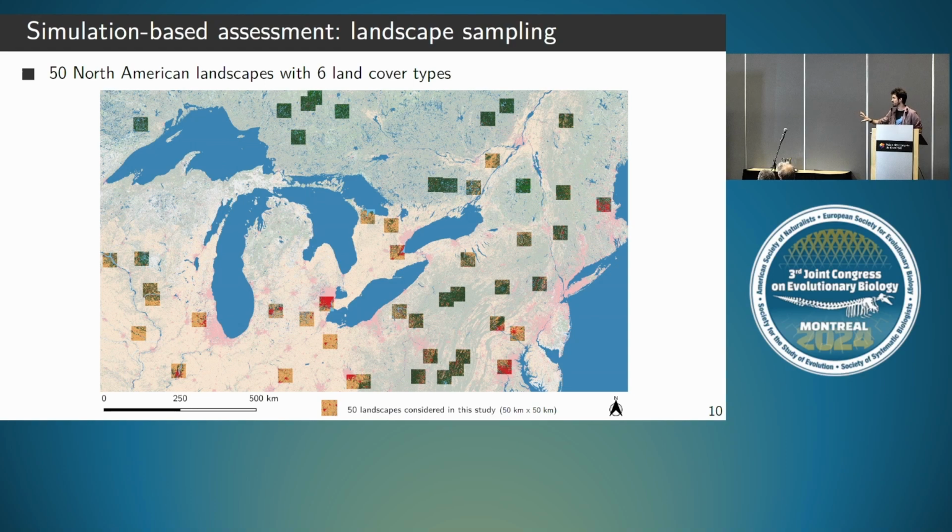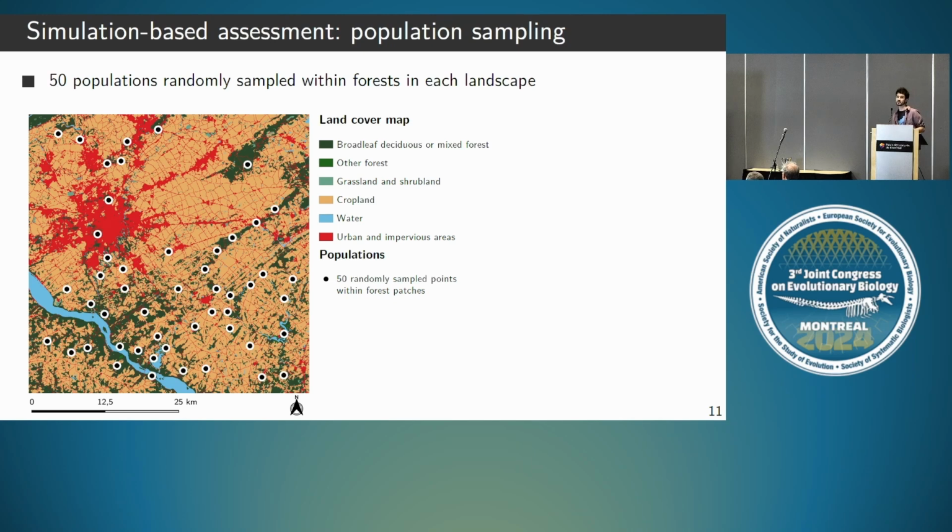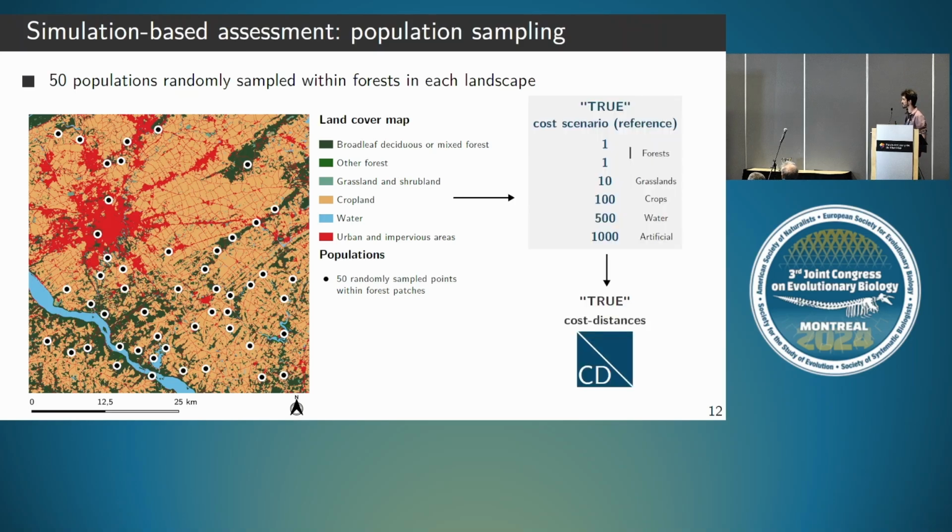We randomly sample 50 landscapes within a land cover database in North America across a forest cover gradient. And within each of these landscapes, we randomly sample 50 populations in forest patches. We had 6 land cover types, and we assigned them a cost value, which is here the reference cost value. So this is the truth that the models were supposed to recover afterwards. And with that, we computed the cost distance matrix among these populations.